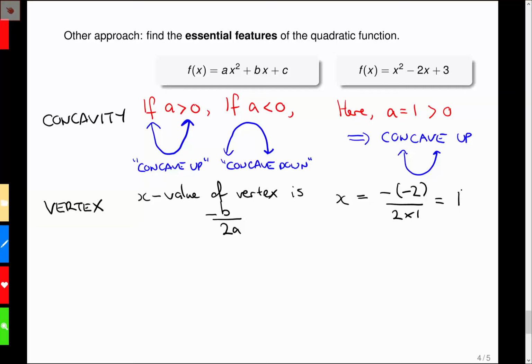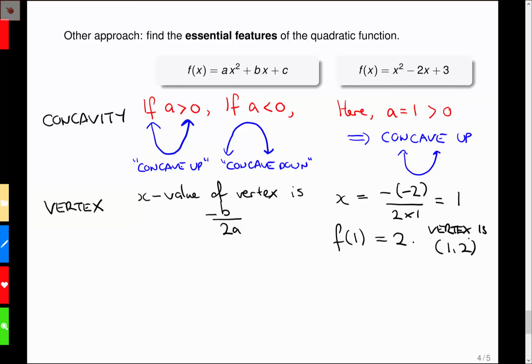Now, the vertex is an entire coordinate, so we need the y value too. So we simply substitute x equals 1 back into the function, and that will give us 2. Hence the vertex will be the point 1, 2. Which confirms what we already knew from our earlier investigations.